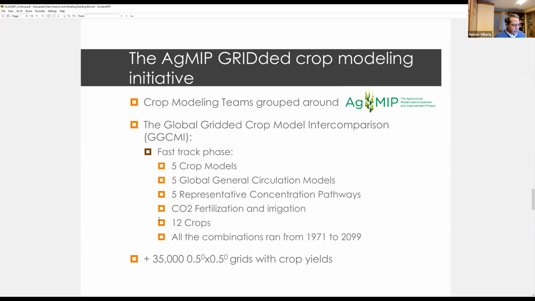The AgMIP crop modeling initiative, these are crop modeling teams grouped around the Agricultural Model Intercomparison and Improvement Project. In their fast track phase, many of these things have changed since we did this, and we're planning an update, but back then they had 5 crop models, and each one of those models was run using data from 5 global climate models under 5 different concentration pathways, with and without CO2, with and without irrigation, for 12 crops from 1971 to 2099. So the combination of these data sets was more than 35,000 half degree global grids with crop yields. It's a pretty difficult database to handle.